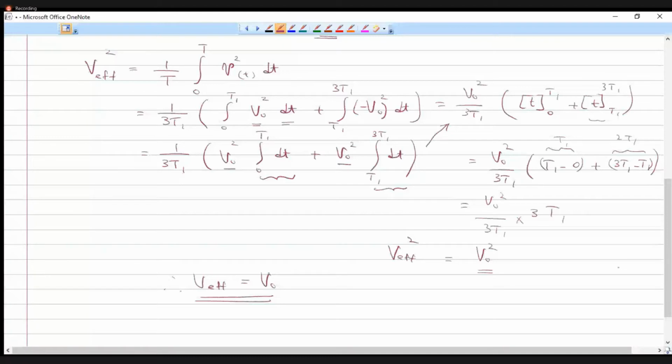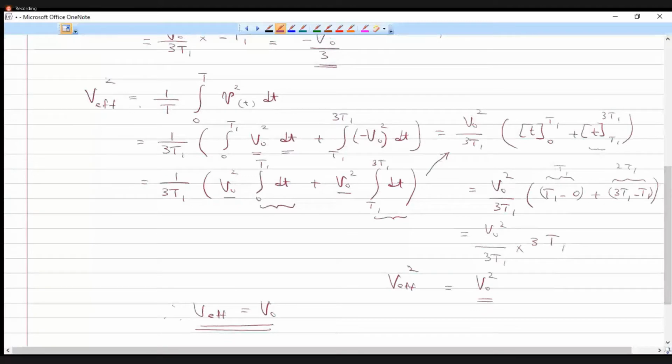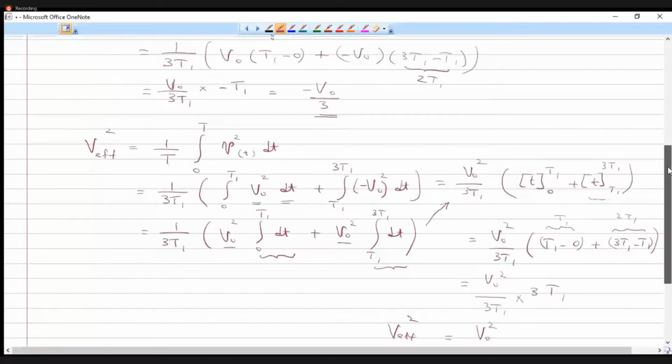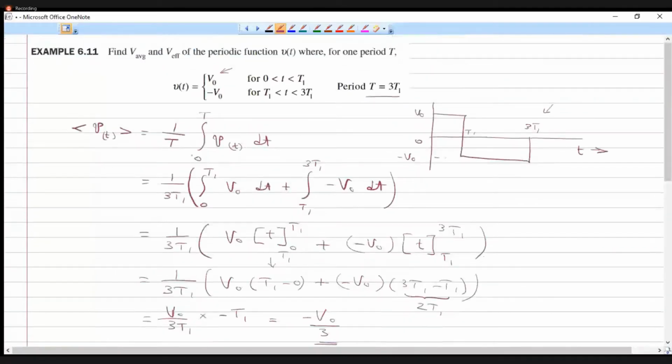Using these two things, the time period as well as the limits of the integral, we can use the formula to find the effective value as well as the average value. The formula is going to remain the same. To find the average value, we use the formula 1 by T integral 0 to the time period, where T represents the time period, of v of t dt.